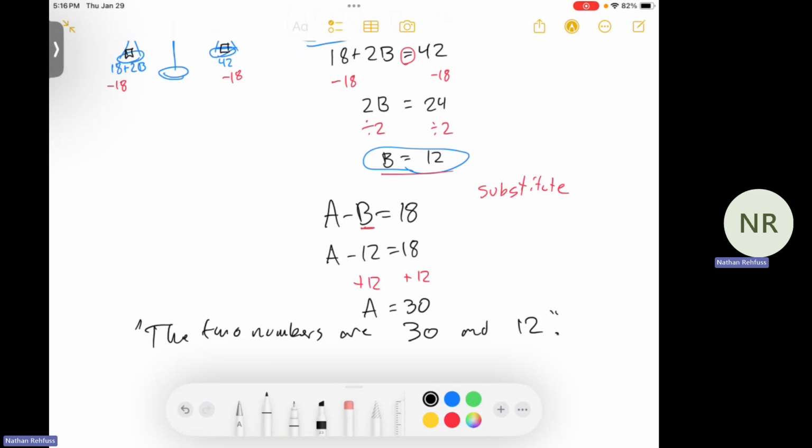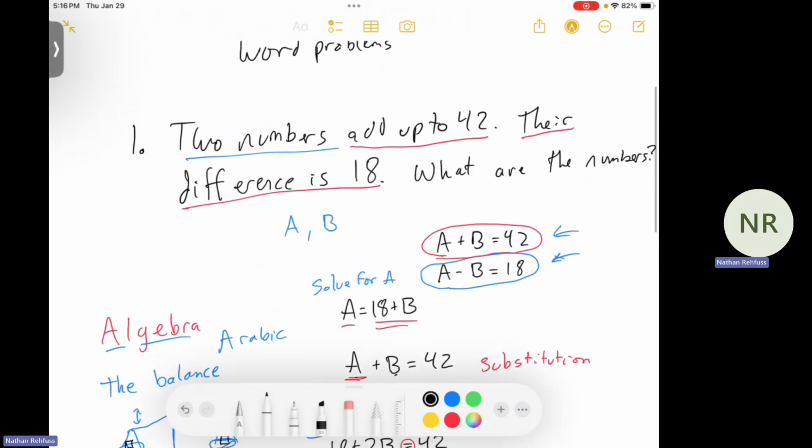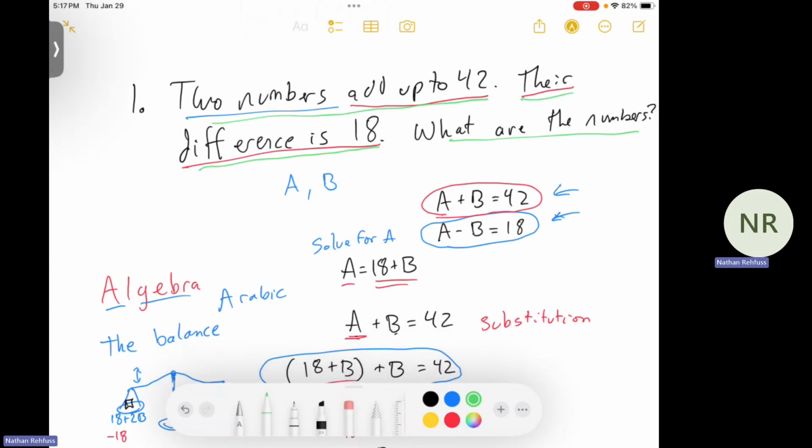6c, reread the problem with your solutions inserted as a check. 30 and 12 add up to 42. That's true. 30 and 12 have a difference of 18. That's true. 30 minus 12 is 18. What are the numbers? 30 and 12. So our solution has passed all of the conditions given by the problem, so now we know it's a correct solution. In this case, since we had two equations and two variables, our solution is probably, almost certainly, unique. It is the correct solution.